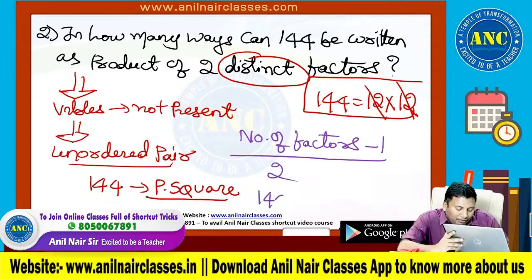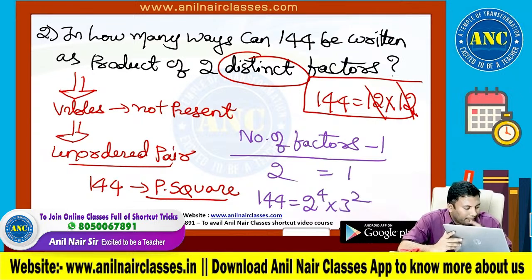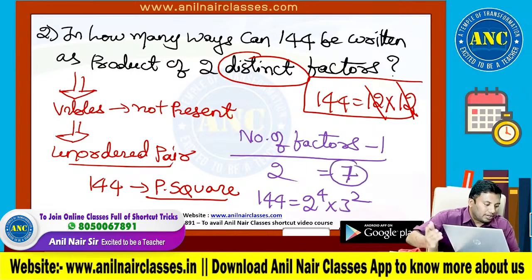144 is 2 power 4 into 3 square. So this is nothing but 15 minus 1, 14, 14 by 2, 7. Right? 5 into 3, 15, 15 minus 1, 14, 14 by 2, 7.